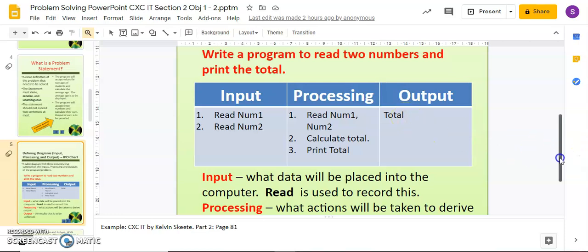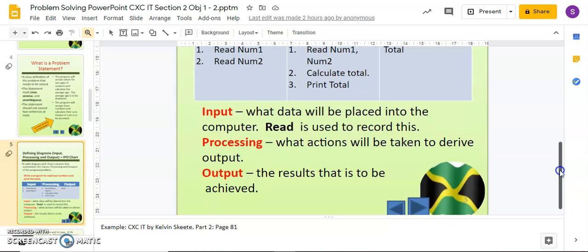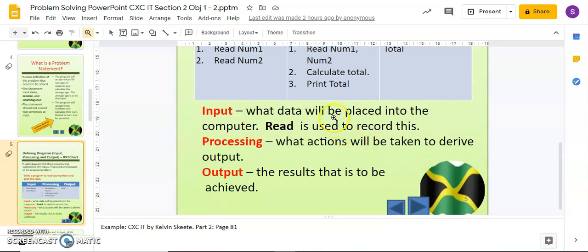Now you might be wondering, what is input? Input is what data will be placed into the computer, and you use the keyword read to record this. Another keyword for input is accept, enter, input, you name it. Those are some keywords.